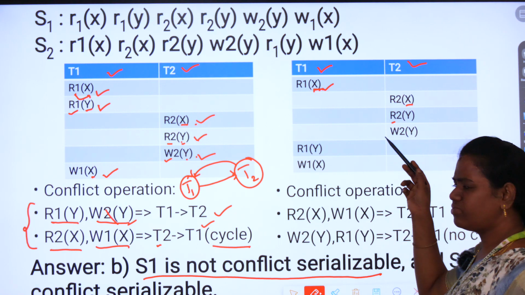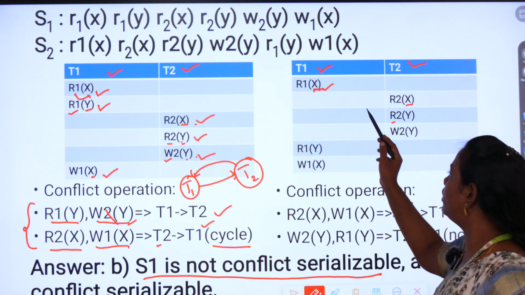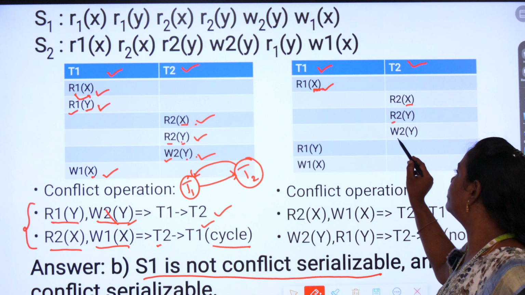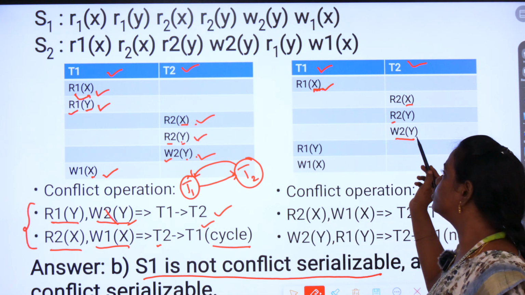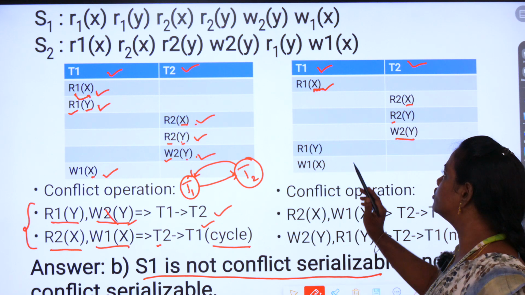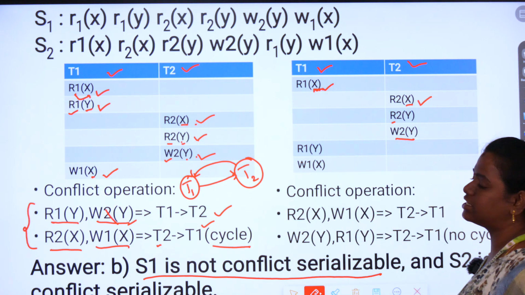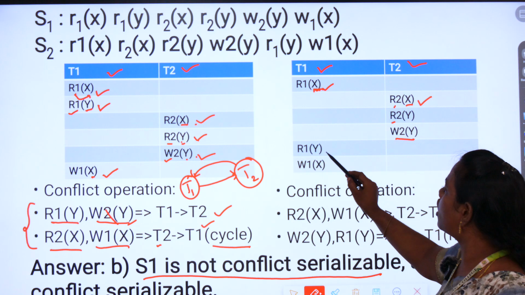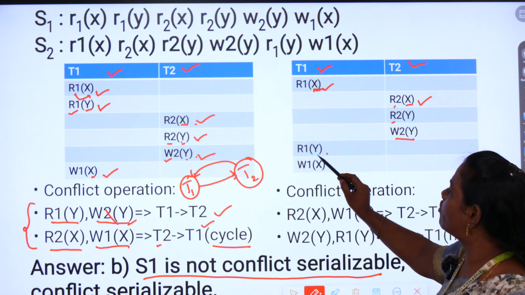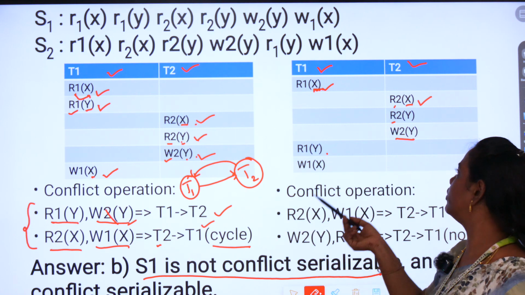Here both are performing operations on different data, so definitely there is no conflict. And then R1 of X is compared with W2 of Y. Both are performing operations on different data, so definitely there is no conflict. So we have checked for first instruction, and then next I am going to check for second instruction, that is R2 of X. I am going to compare R2 of X with R1 of Y. Here both are performing operations on two different data items. Definitely there is no conflict.